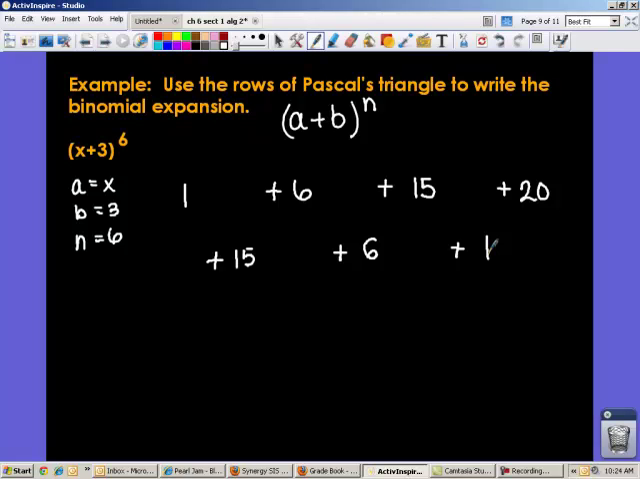Now, you're going to put your x after each one of these. And you're going to put your b. So just throw in the a and b after every single one of these.